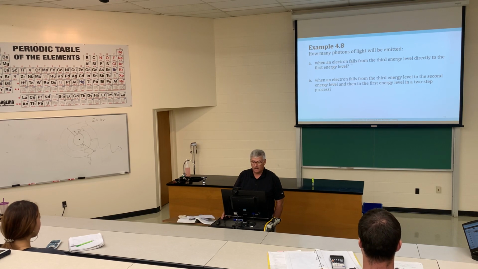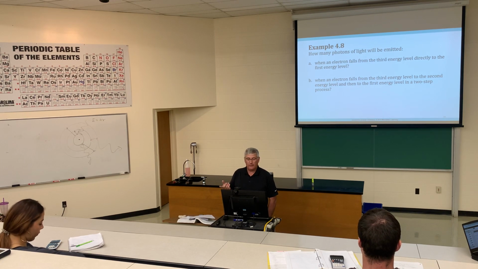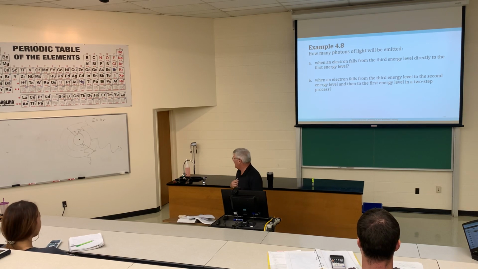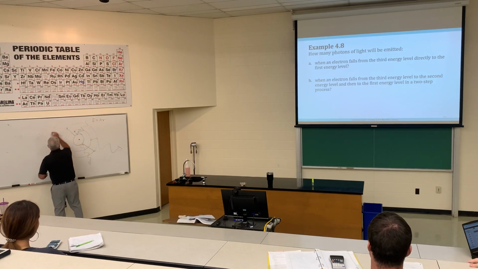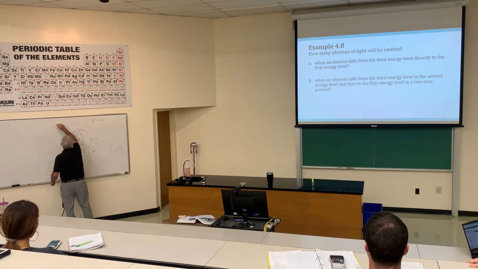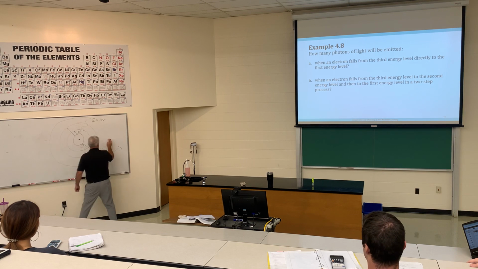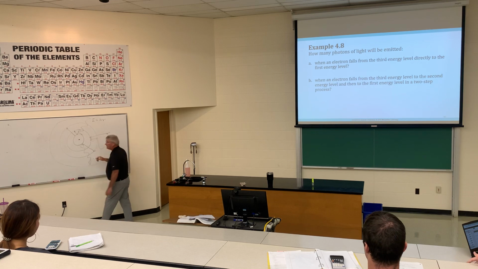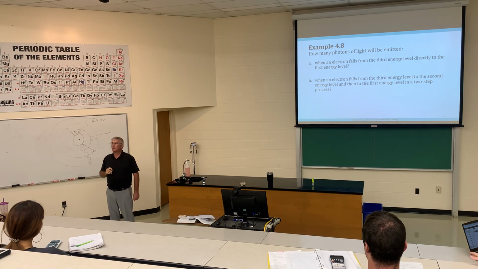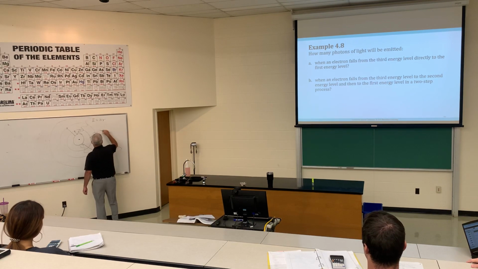Thought I had it. All right, now, I've already given the answer this way. How many photons of light will be emitted when an electron falls from the third energy level directly to the first energy level? So we got to go out one. So the electron goes from out here down to here. One photon.